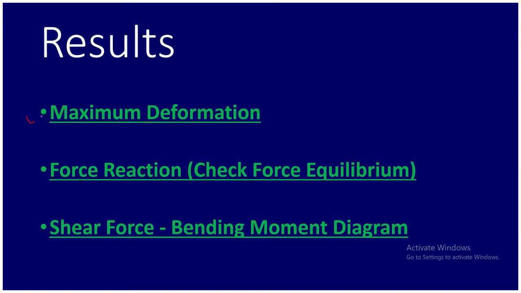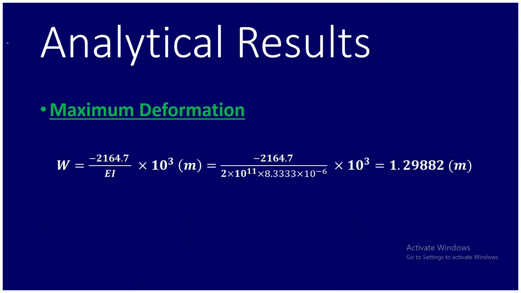So we have to calculate the maximum deformation, and these are the analytical results. If you solve this with any traditional method using strength of materials, the calculation of deflection for simply supported beams, and you don't have the material properties as well as the cross section properties, then you will end up with this solution. The values are minus 2164.7, and this w is at x equal to 4.